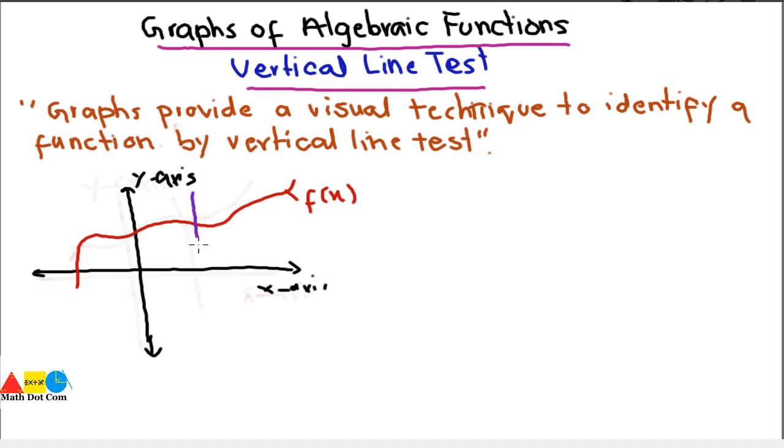You have to draw a vertical line like, okay, this is a vertical line. Now, what is the purpose of this vertical line? This vertical line basically tells you whether the given relation is a function or not. How? If it cuts the graph of the given function at one point, it means it is a function. And if it cuts it at more than one point, then it will not be a function.